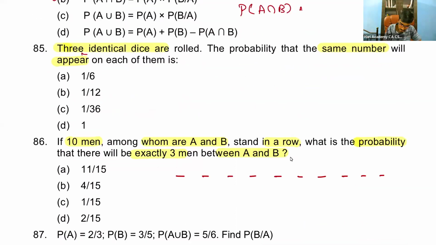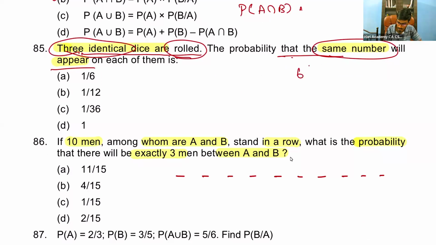85. Three identical dice are rolled. The probability that the same number will appear. For three identical dice, it will be nothing but 6 cube. What is the 6 cube value? 6 into 6 into 6, it's nothing but 216. My total sample space is going to be 216.